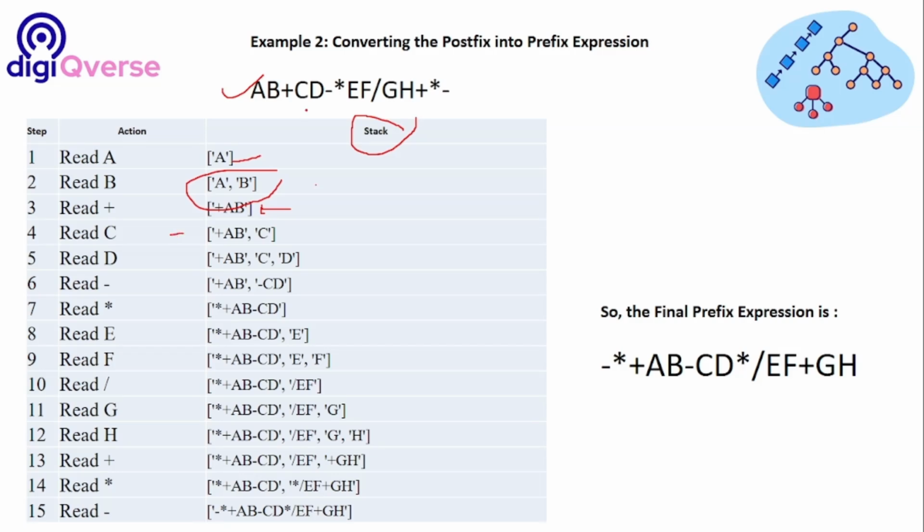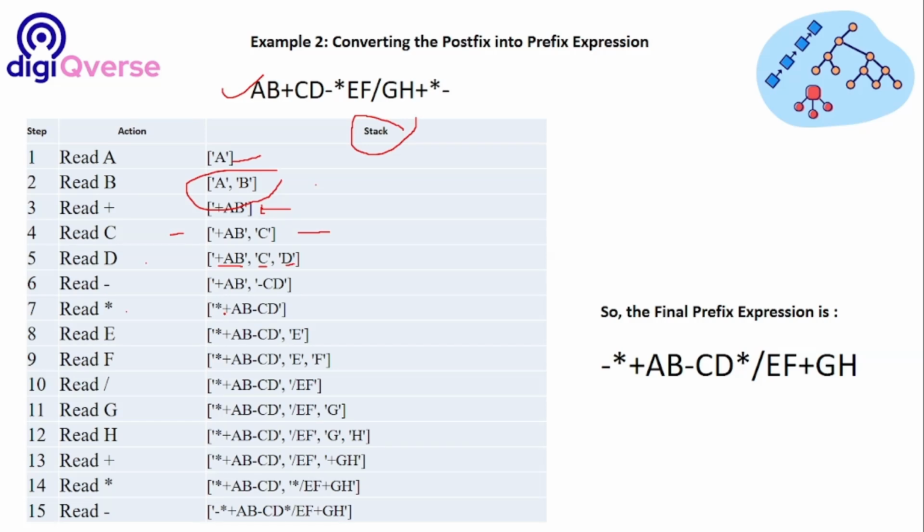After that we have C, so we just place plus AB and C into the stack, right? After that we read D, so plus AB, C and D. Because C and D are both operands, no element is popped from the stack unless we find an operator, right? So after that we have to find the star.